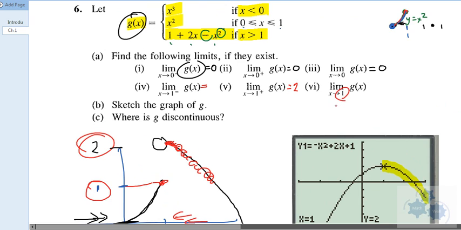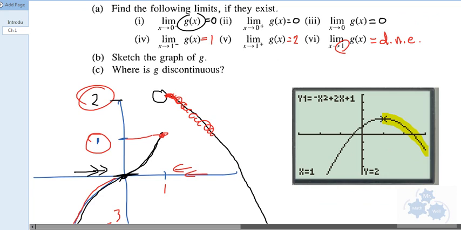So what's the limit as x approaches 1? Does not exist. Why? Because this is 1 and this is 2. The left side limit is 1, the right side limit is 2. That is not the same. They're not the same number, so does not exist. You put DNE, I'll know what you mean.